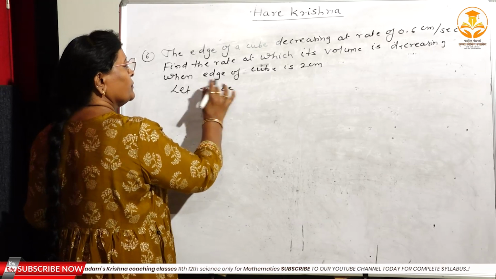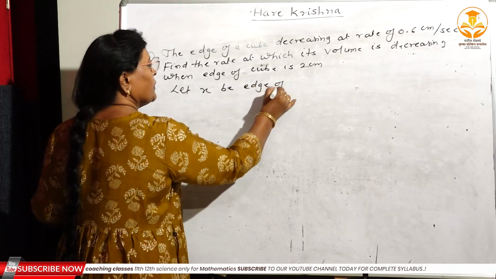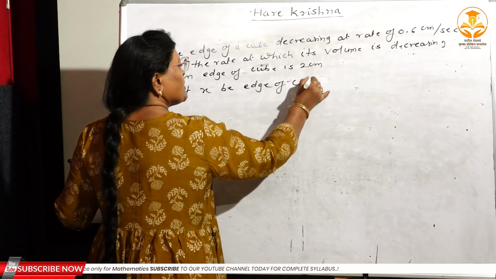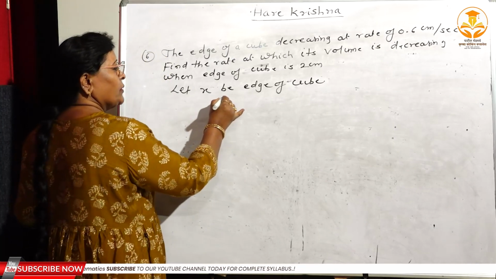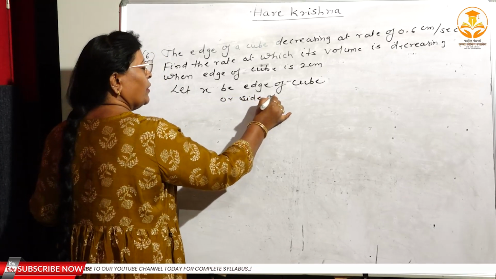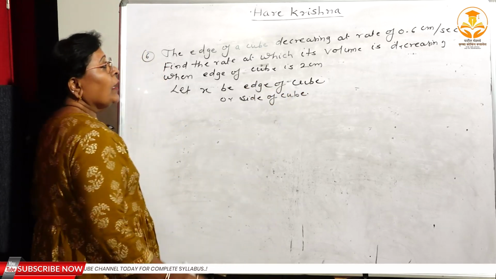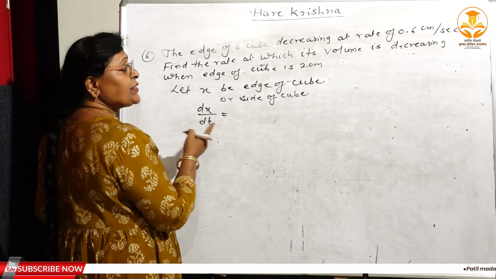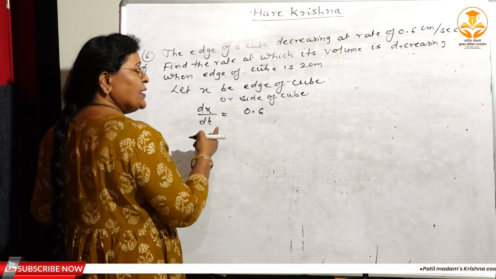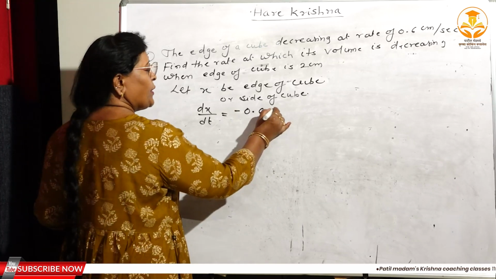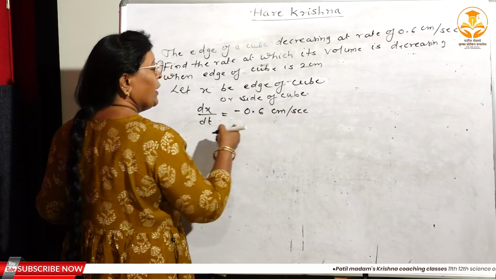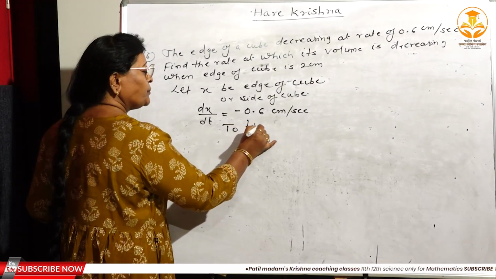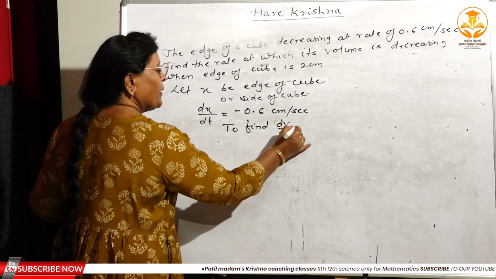be the edge of the cube, means side of the cube, or you can say side of the cube, isn't it? Now again, dx divided by dt they have given, that is the edge of the cube is decreasing at the rate of 0.6. Since it is decreasing, you have to take the rate as minus centimeter per second. Find the rate of the volume, means to find dV divided by dt, isn't it?